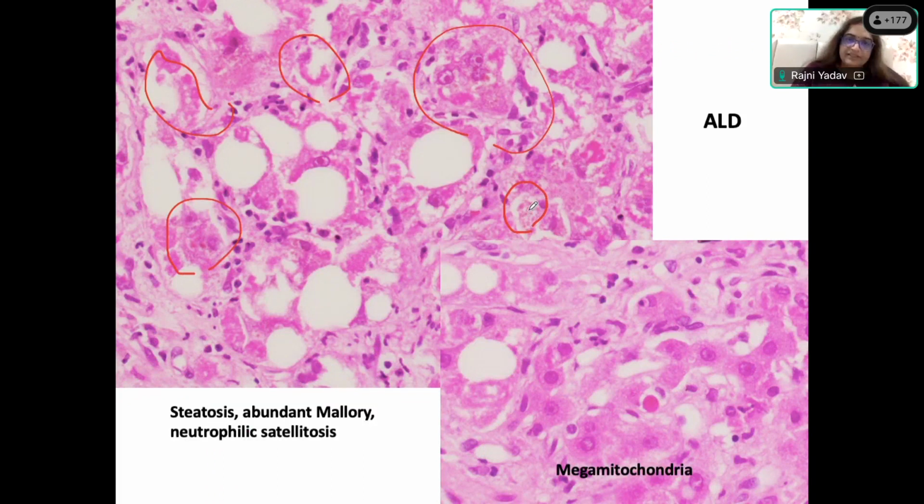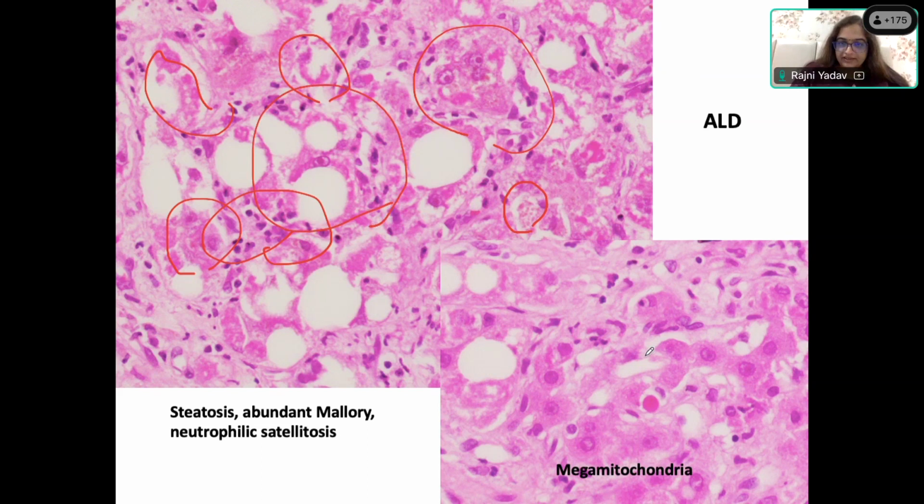And then the cytoplasm is getting degenerated. And see these neutrophils. These neutrophils are surrounding these ballooned cells which are containing the Mallory. That is known as neutrophil satellitosis. And once this extensive damage happens, the rest of the hepatocytes try to regenerate. So you may have this nucleomegaly, prominence of nucleoli, and some pinkish cytoplasm because of the regenerative change.